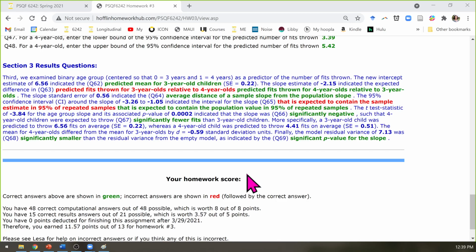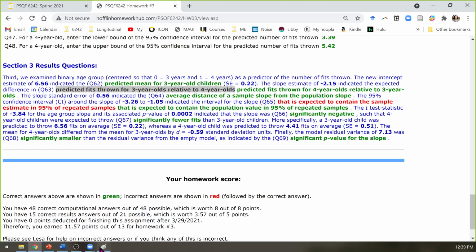Okay, so say that again, Mackenzie. So is it the language of that question that is part of it too? Is that you have to say relative to whatever the control group is? Okay, so the red part here is what's wrong. The green after it is what's right. The correct answer is that the slope refers to how predicted fits for 4-year-olds compare relative to 3-year-olds. And it has to be that way because 4-year-olds are the lower group. That's what the slope applies to. Otherwise, we would be interpreting it backwards.